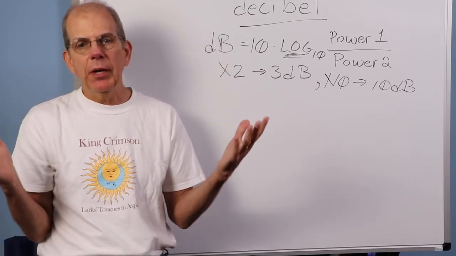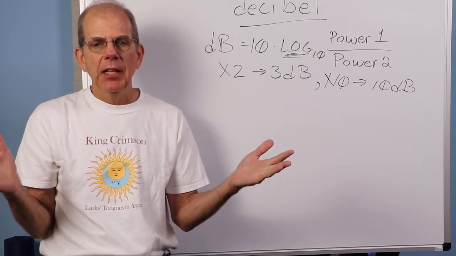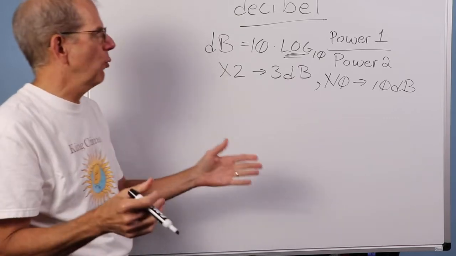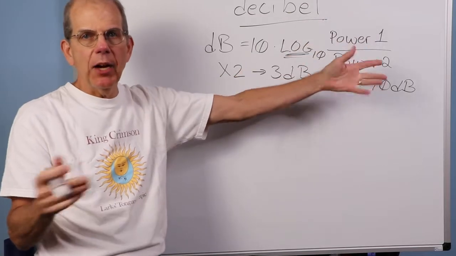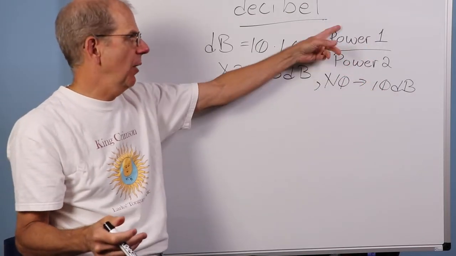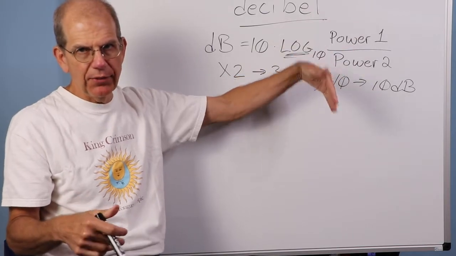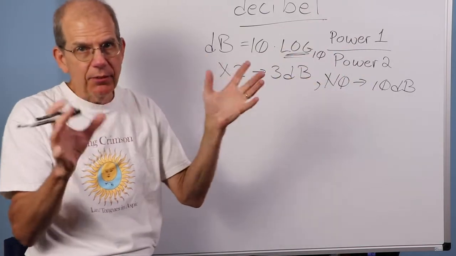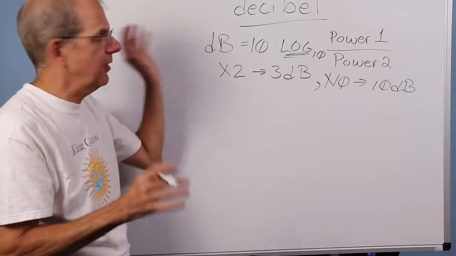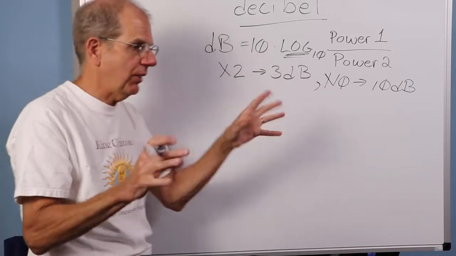So just to take a real quick example, let's say we have a ratio of 8. I don't really care what the actual powers are. It could be 8 watts and 1 watt. It could be 8 milliwatts and 1 milliwatt. It could be 16 watts and 2 watts. Just 8. It's the ratio of 8 because dB is all about ratios.